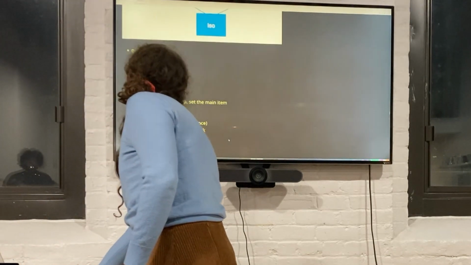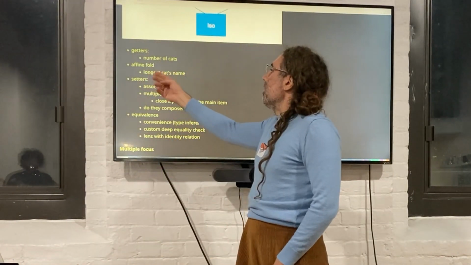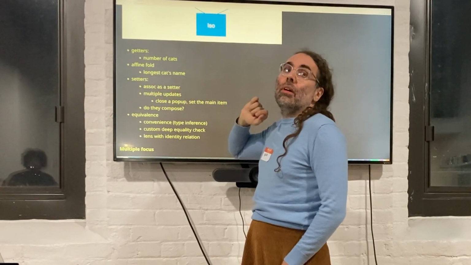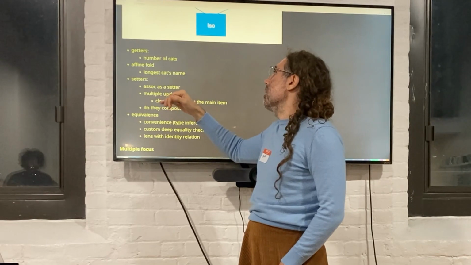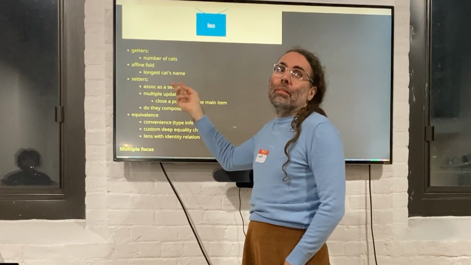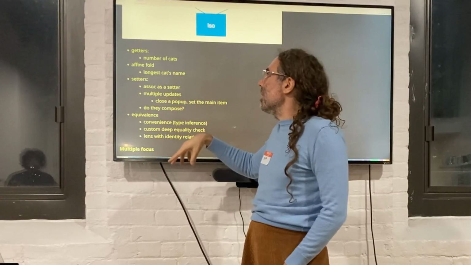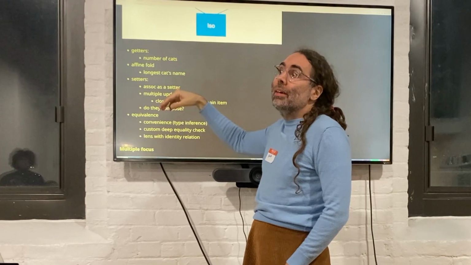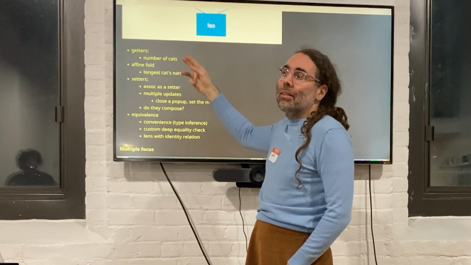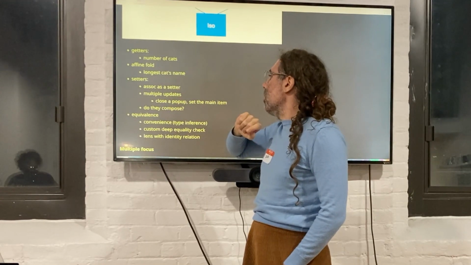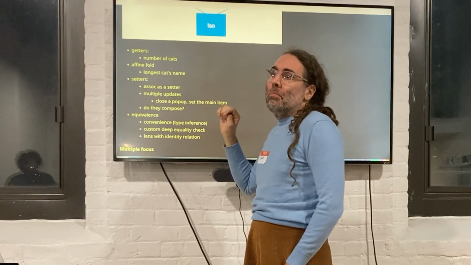Affine fold: it's something that focuses on 0 or 1 value. So the longest cat's name. If it's empty, it fails. If not, it gets the longest name. And here again, you cannot set the value. It doesn't make sense.